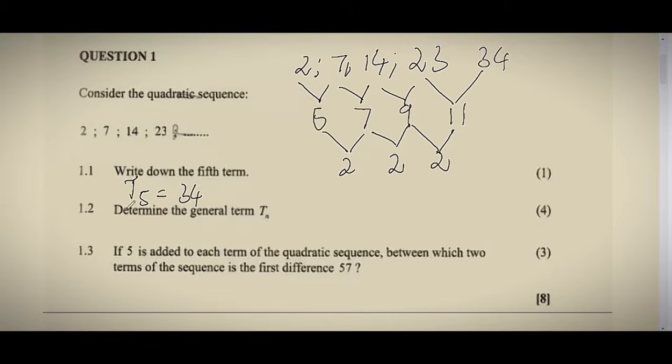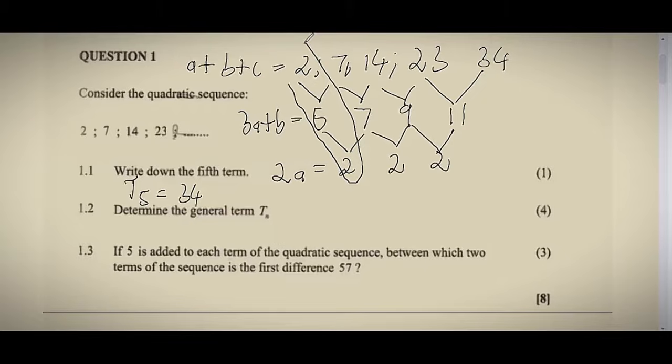Right, now 1.2 says determine the general term Tn. So what are we supposed to do here? We know that we equate the second difference to 2a, then equate the first difference to 3a plus b, then the term of the quadratic sequence to a plus b plus c. Then we know for that we have to select the first branch like that. So there we go. Now let's calculate this.